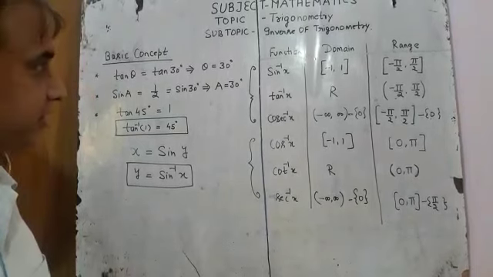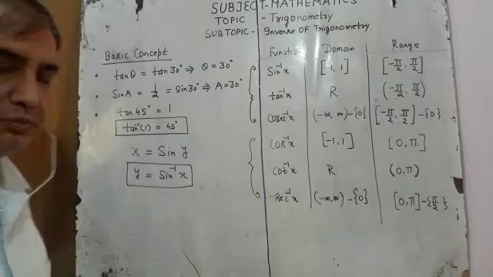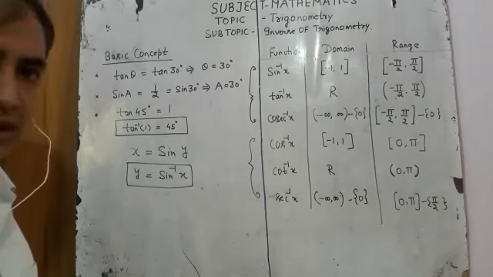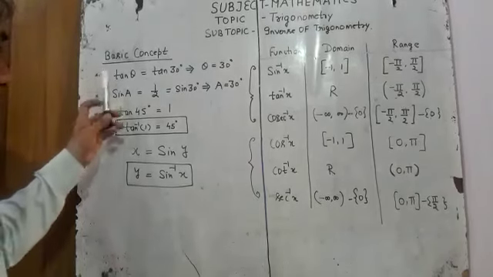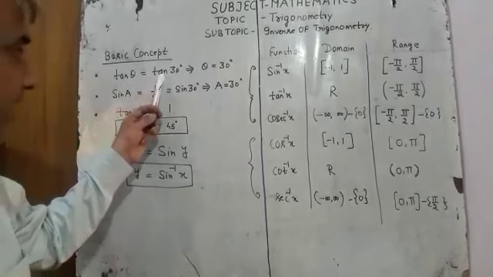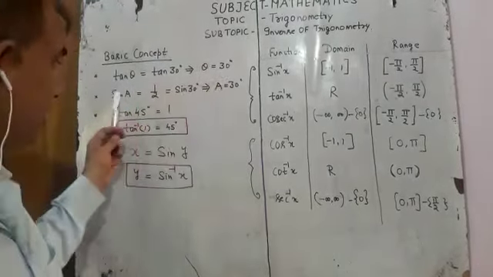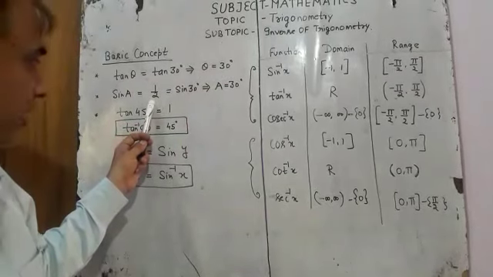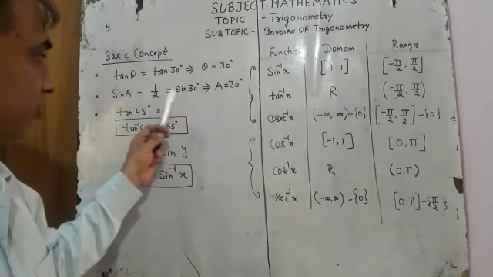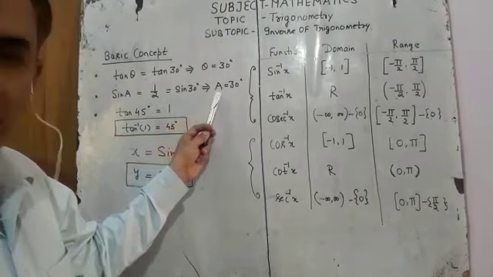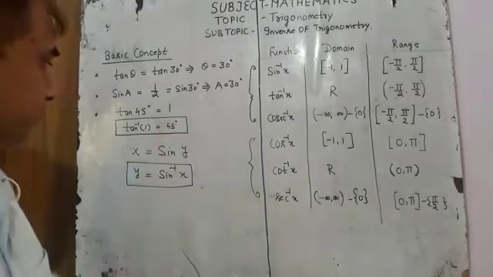In trigonometry we start the inverse of trigonometry. Firstly we have to know the basic concept. As we know, if tan theta equal to tan 30 degree, then theta is equal to 30 degree. If sin a equal to 1 by 2, it means 1 by 2 is the value of sin 30, and we get a equal to 30 degree.